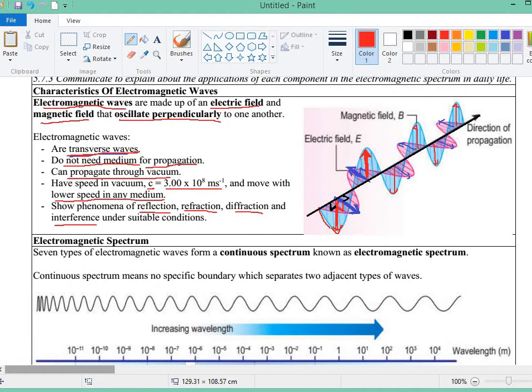So these are the characteristics of electromagnetic wave. These characteristics are very important. Make sure that you remember all of them. You must remember all of them.